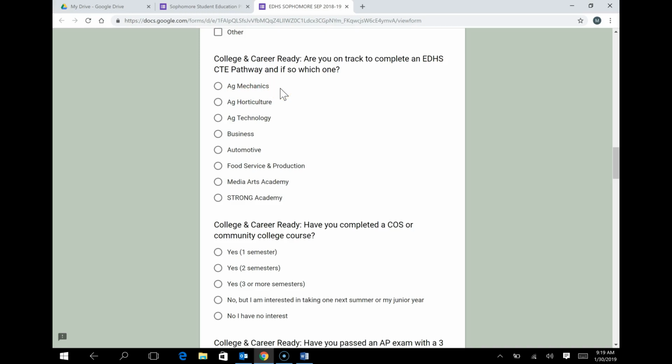So if you are currently taking classes and are planning to finish up this program, go ahead and mark these different categories. So first would be ag mechanics, second ag horticulture, next is ag technology, business, automotive, food services and production, media arts academy, and strong academy. So if you're completing any of those pathways, please indicate that.